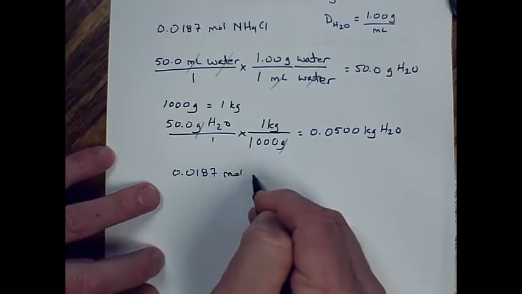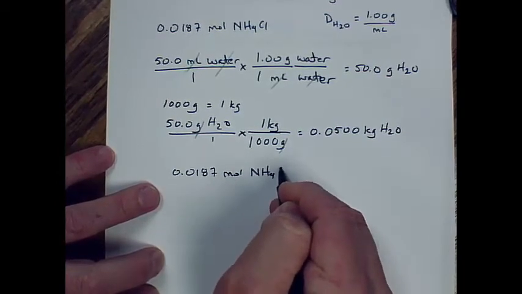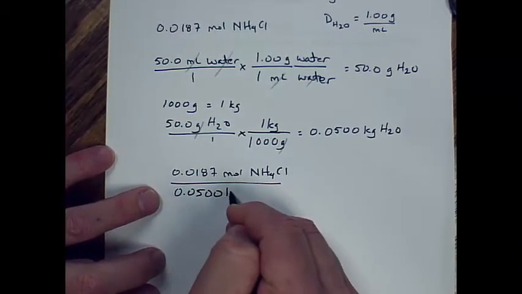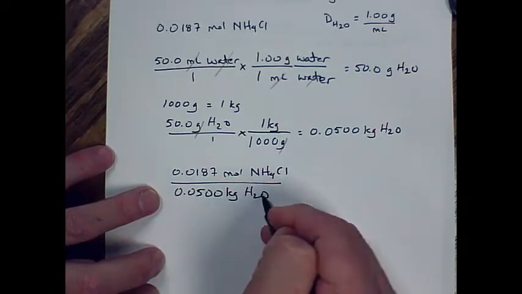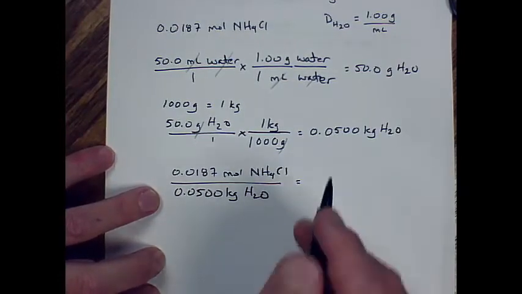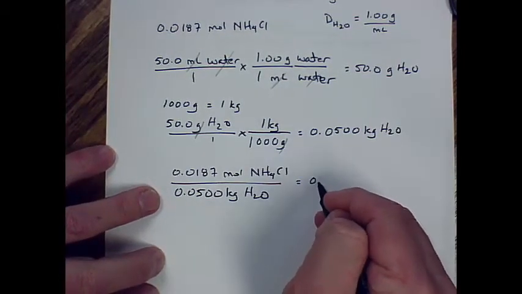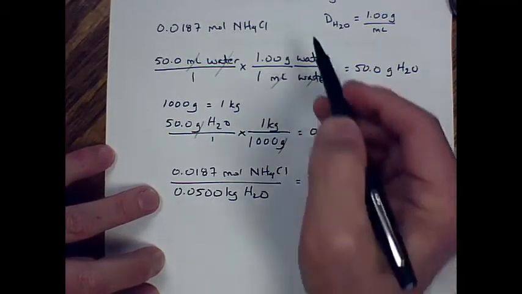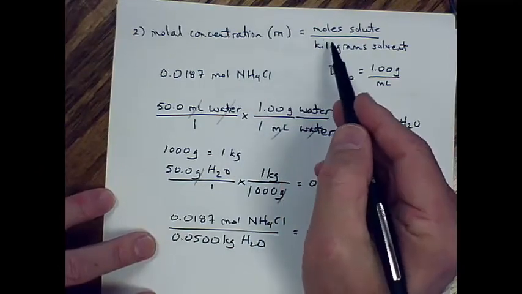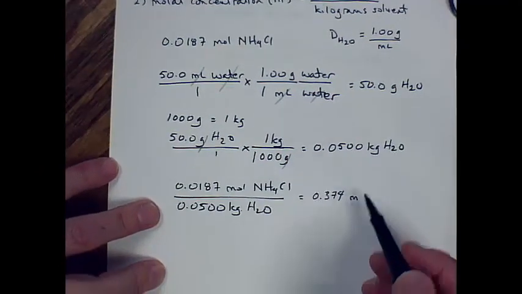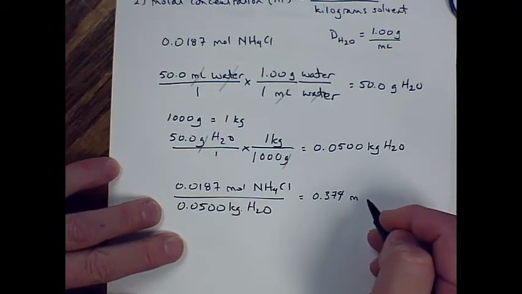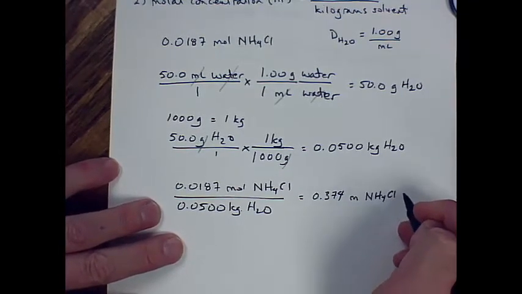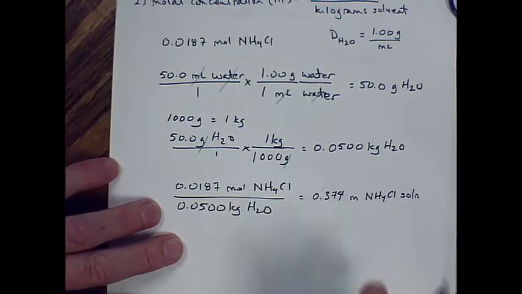So the molar concentration is going to be 0.0187 moles NH4Cl over 0.0500 kilograms of water, and we're going to get 0.374 molar. Molar concentration is moles over kilograms. Molar NH4Cl solution.